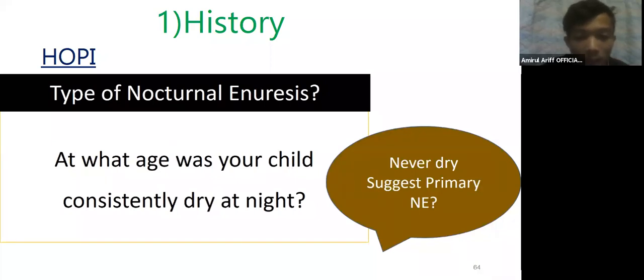First, for history taking, you need to ask what type of nocturnal enuresis it is. Like I said previously, we want to know whether it is primary or secondary. So you ask for the history of whether the child has been consistently dry at night or not. If the child never had a dry period, this is suggestive of primary nocturnal enuresis. On the other hand, if they did have a dry period and then developed enuresis, that's secondary nocturnal enuresis. Next.